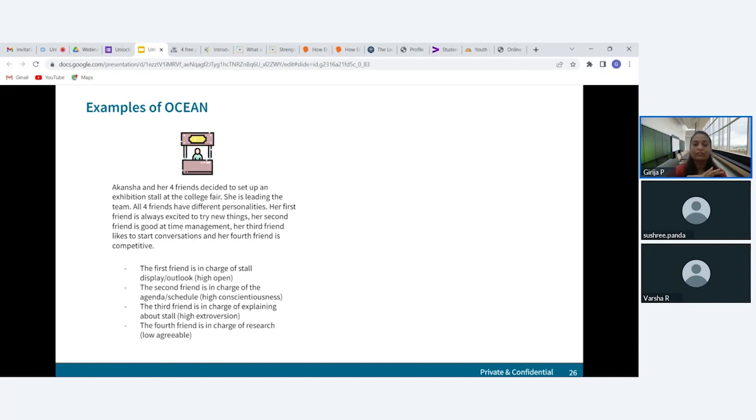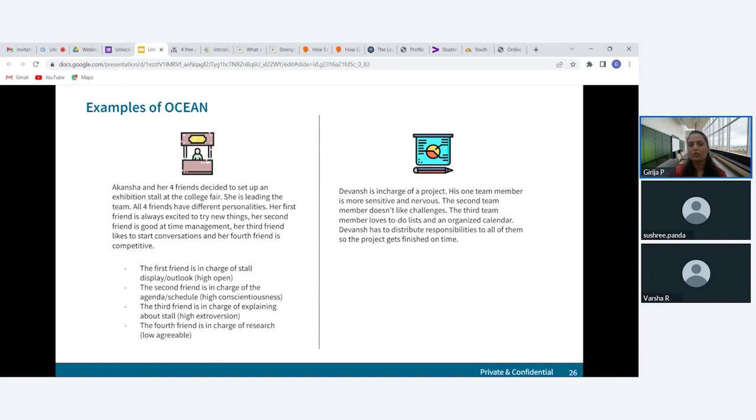And the third person is in charge of explaining, because the third person likes to have these conversations with us. So the fourth person, who's a bit competitive, is in charge of the research, so that person can be engaged in themselves. So through this you can identify the person and assign the work. And let's move ahead and see another situation.